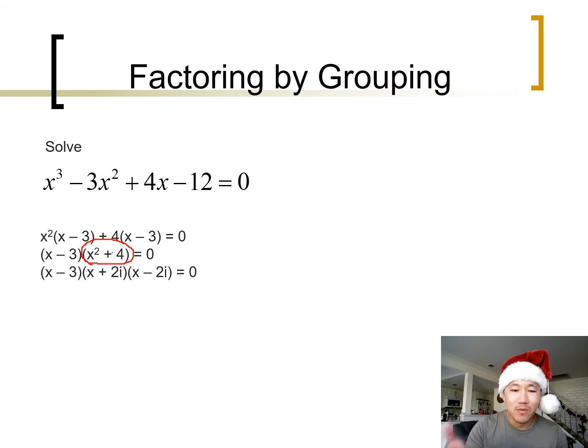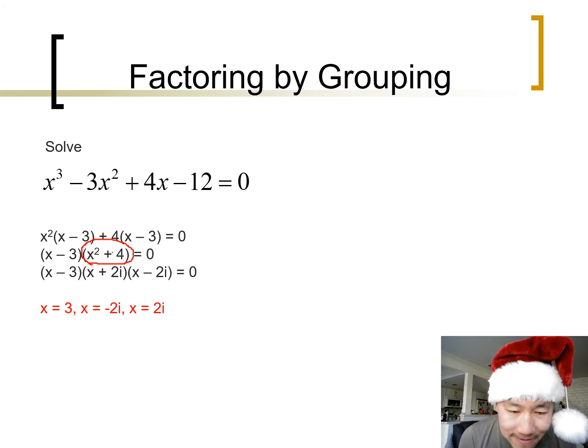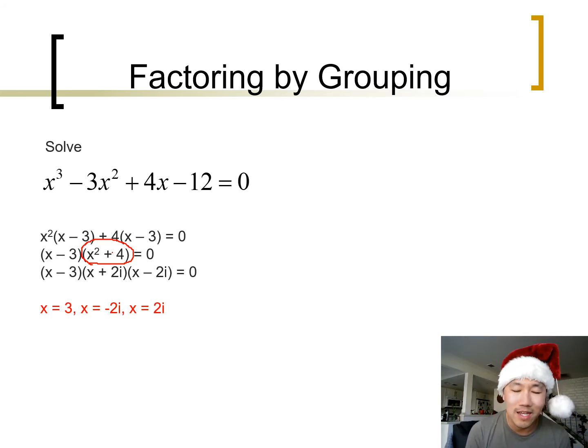All right, so now that we have all of them in parentheses, we can set them all equal to 0. And there's our final answer, x equals 3, x equals negative 2i, and x equals positive 2i.